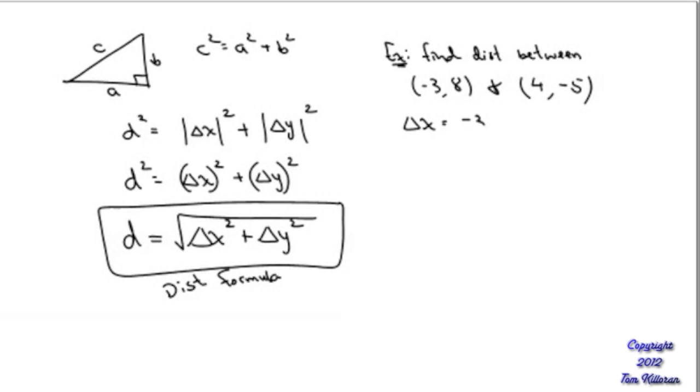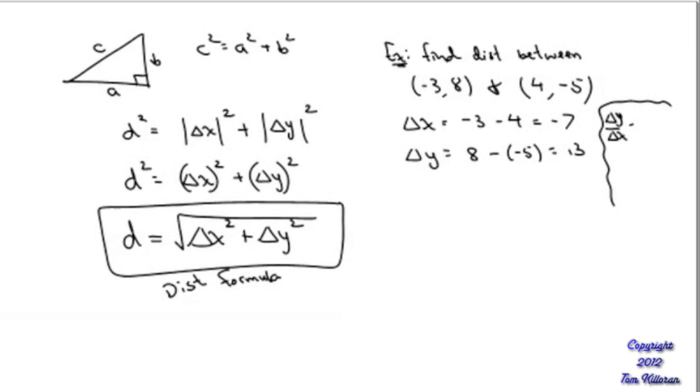You would say -3 minus 4 is -7. And what's delta y equal to? 13. Yeah, it would be 8 minus a -5, better known as 13. Now, if you want to find slope, what's the slope of this line segment? Careful. Slope is change in y over change in x, which is 13 over -7. You have to get the order of it right.